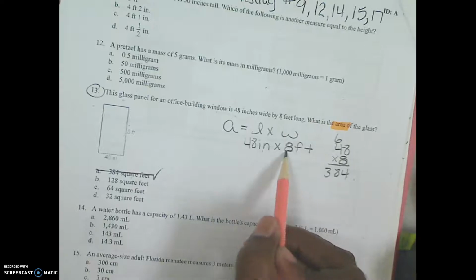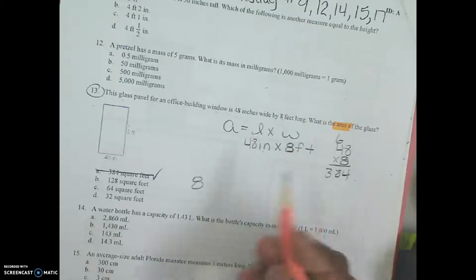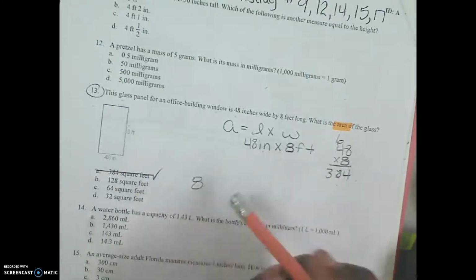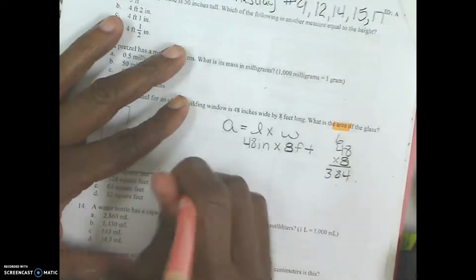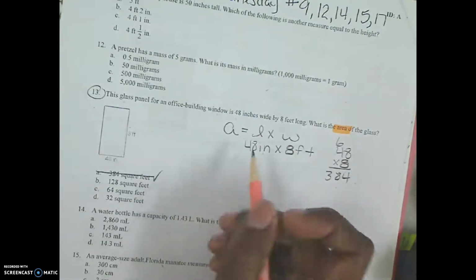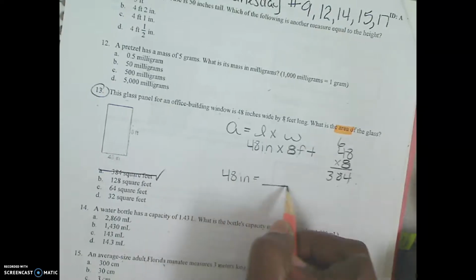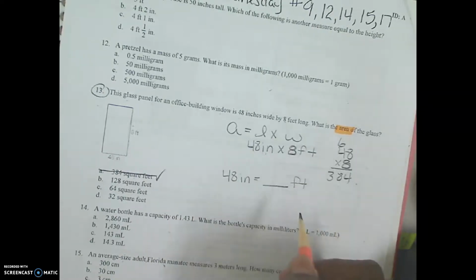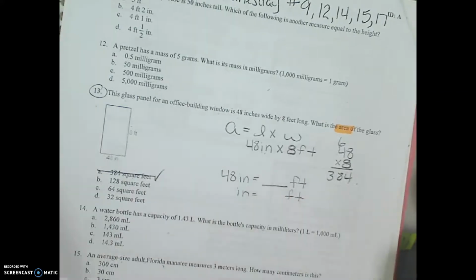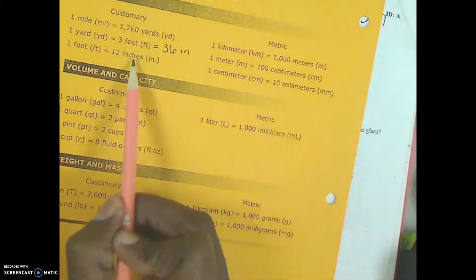I'm going to try to take 8 feet. Oh, but wait. Look at your answer choices. Your answer choices are in feet. So I'm thinking not change the feet into inches, but I should change the inches into feet. So I'll do that. 48 inches equals blank feet. I copy down the units I'm using. Inches equals feet. I'll look at my handy dandy reference chart. I can see how many inches are in a foot.